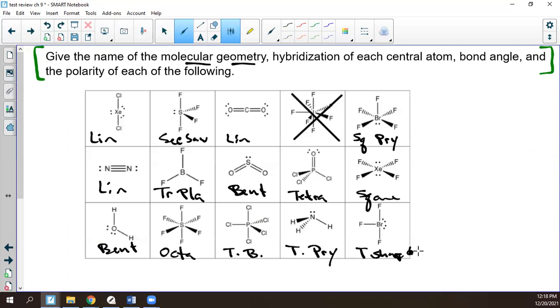Okay, who went 100%? You should have this memorized. All right, here we go.